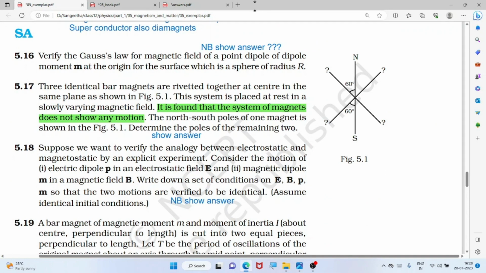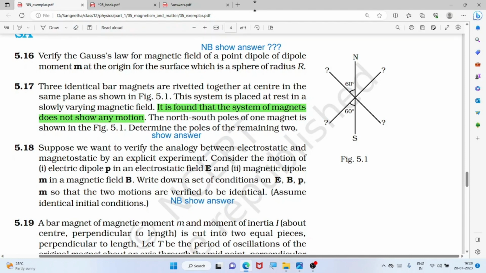Three identical bar magnets are riveted together at the center in the same plane as shown here. The system is placed at rest in a slowly varying magnetic field. It is found that the system of magnets doesn't show any motion. It is stable. North and south poles of one magnet are given. Determine the poles of the remaining two. There is no motion, there is no torque on the other magnets.